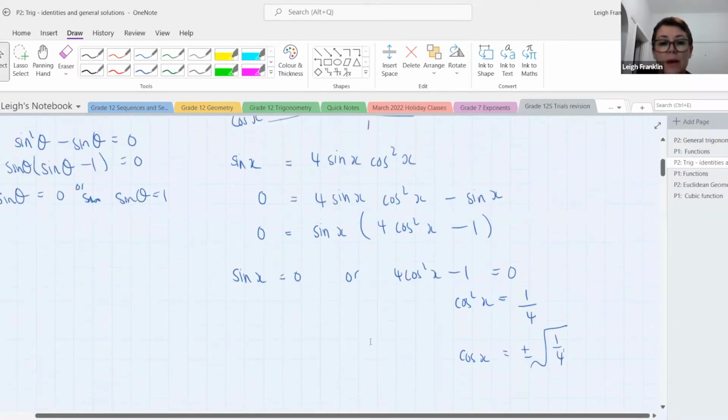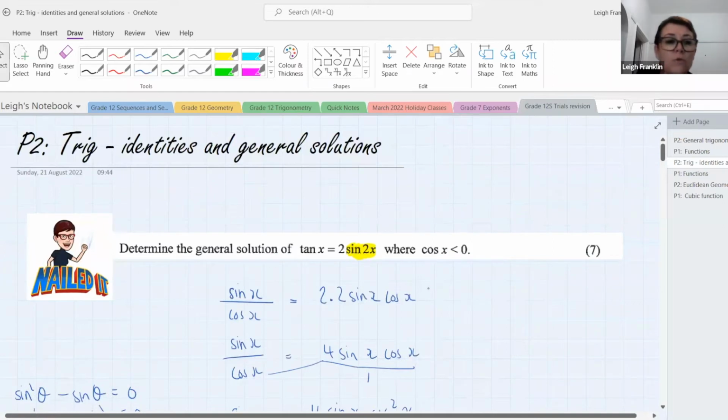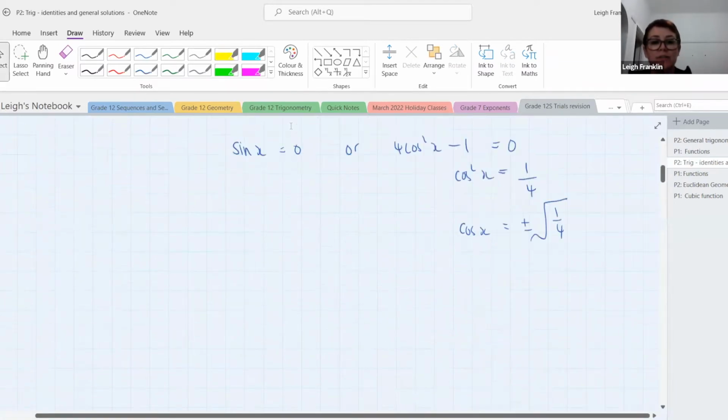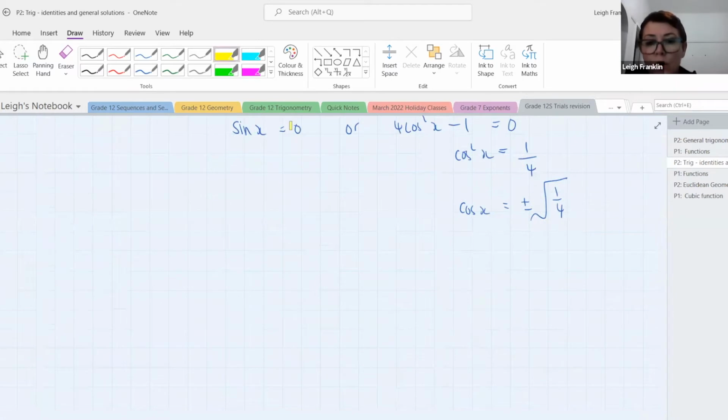But now let's go up here. Look here. It's told us where cos x was negative. Okay, so they said cos x needs to be negative. So here we are going to accept the negative answer. Okay, so that means that we're going to solve for cos x equal to minus 1 over 2.